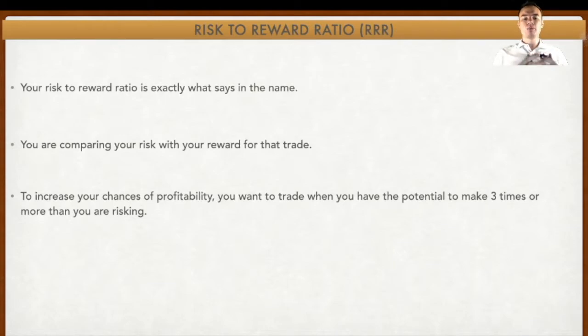Basically, it's you wanting to trade, having the potential to make, in my opinion, a minimum of 3 times or more compared to what you're risking. I hope that makes sense. That is basically a good risk to reward ratio. That is a 1 to 3. So for every dollar you are risking, your reward needs to potentially be 3 times. If you're risking $50, your reward for that trade needs to be $150 or more.